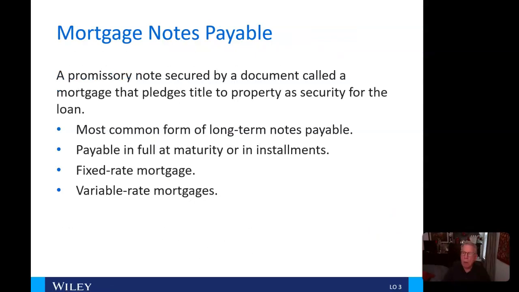All right, a promissory note secured by a document called a mortgage that pledges title to property as security for a loan. Most common form of long-term notes payable. Normally, it's going to be paid in installments and payable in full at maturity. Sometimes it's a fixed rate mortgage, sometimes it's a variable rate mortgage.